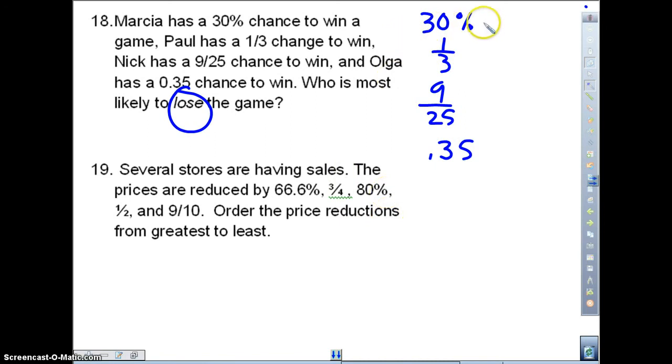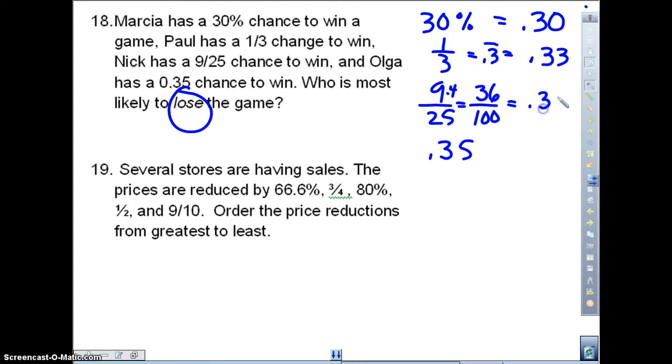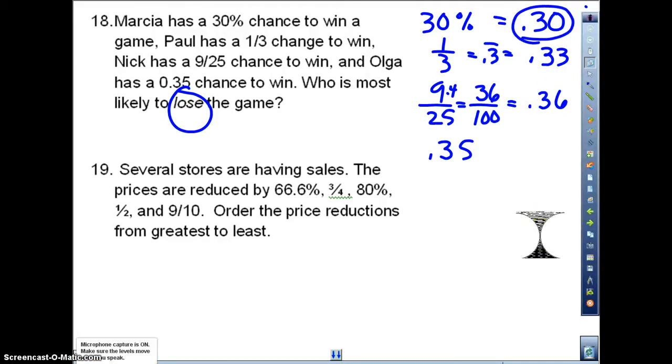30% is 30 out of 100, which is the same as 0.30. You should have 1/3 memorized. That's 0.3 repeating, but take it out to the hundredths place and you get 0.33. 9/25 is the same as how many hundredths? Well, take your 25 and multiply by 4 and you get 100. So multiply this by 4 and you get what? Yep, and convert that to a decimal.